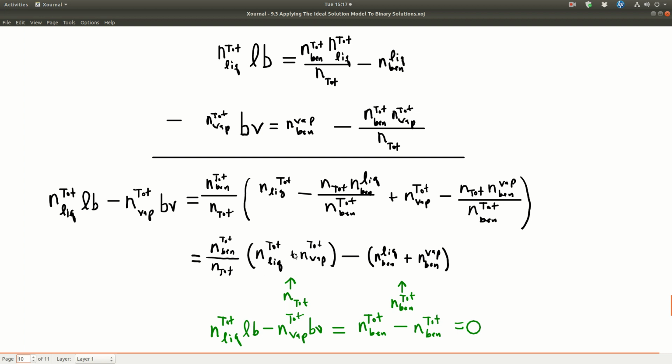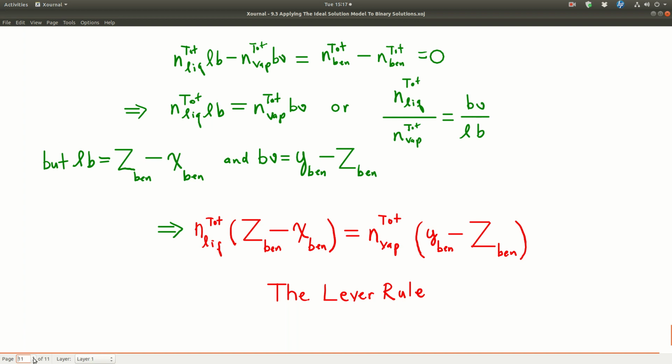Because the total moles here and here cancel, we get total moles of benzene there. And this is total moles of benzene, so that's 0, which gives us the lever rule. So that's what we got. So that means that we can say that the total moles in the liquid phase times LB is equal to the total moles in the vapor phase times B nu, or the ratio of the total moles in the liquid phase over the total moles in the vapor phase is equal to B nu over LB.